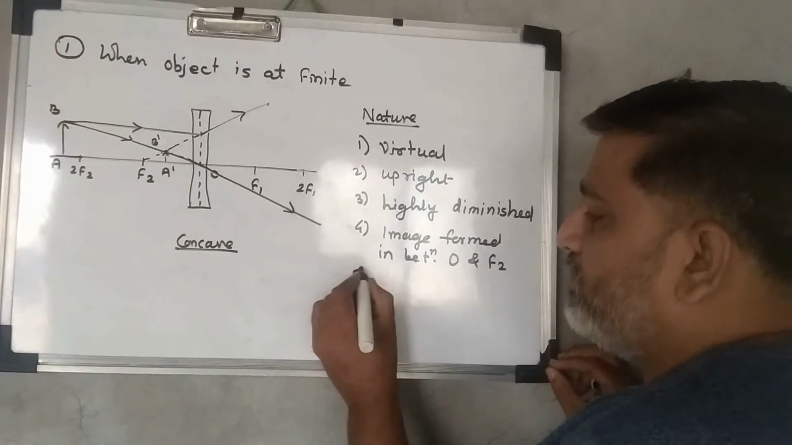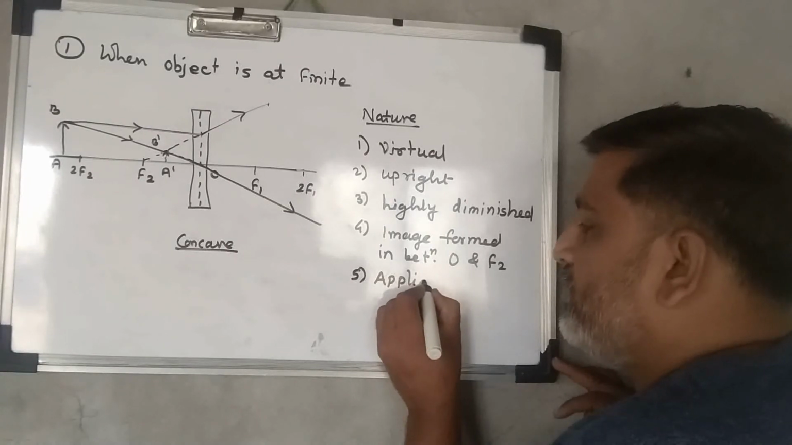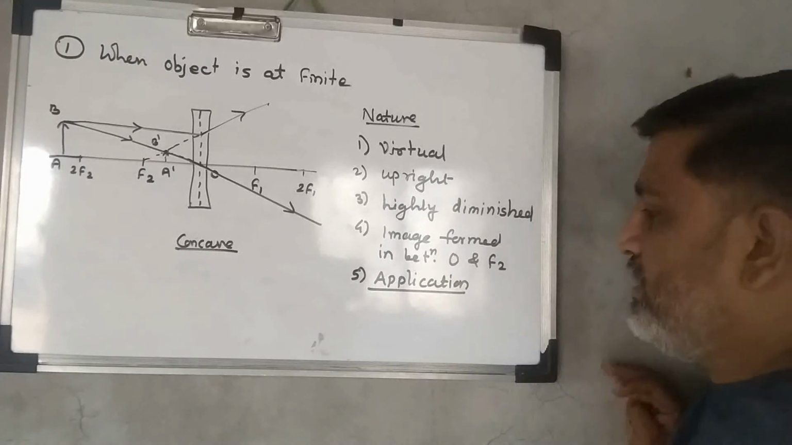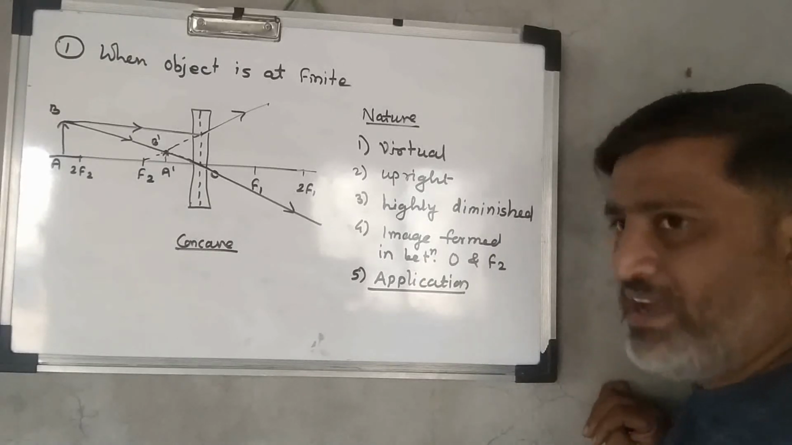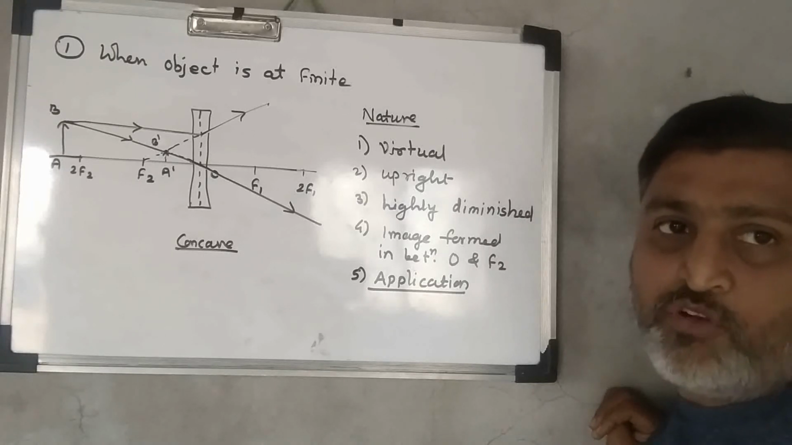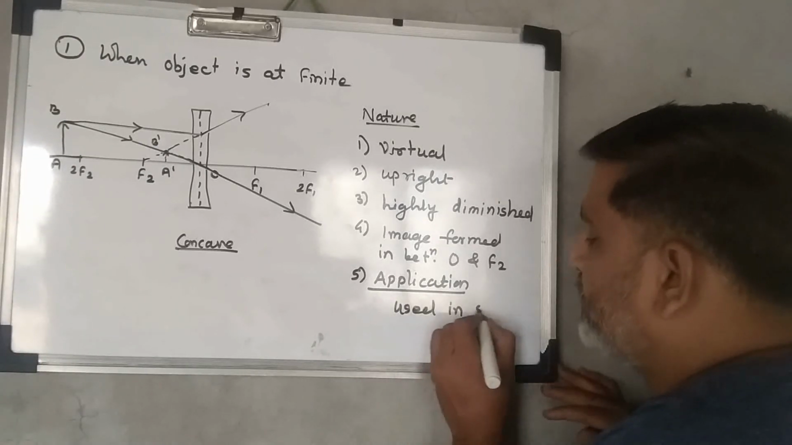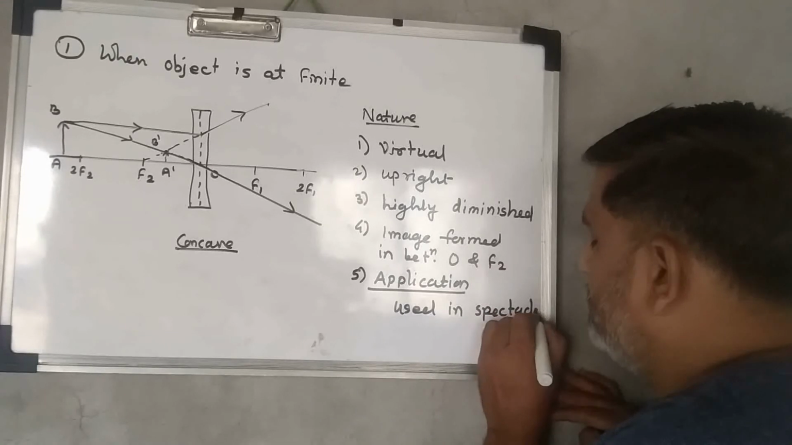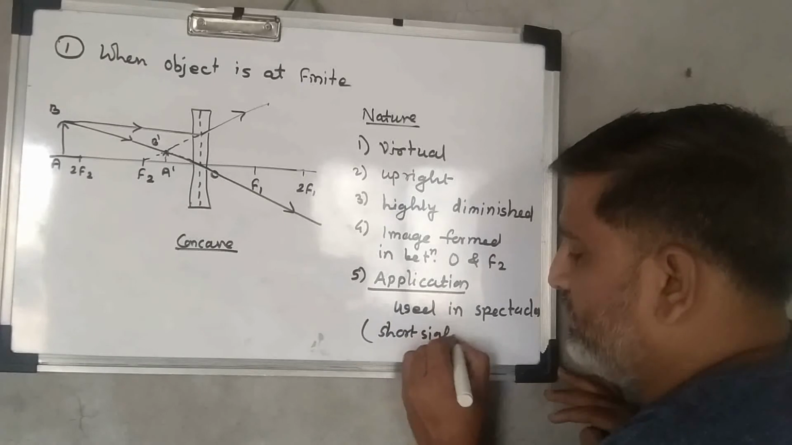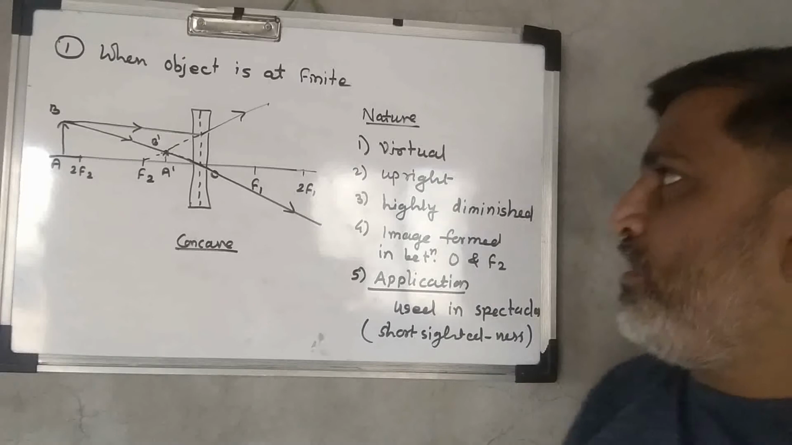And fifth, application. What about the application? This action of the concave lens is used to correct short-sightedness. A person who has the problem of short-sightedness uses it in spectacles. So this is the application.